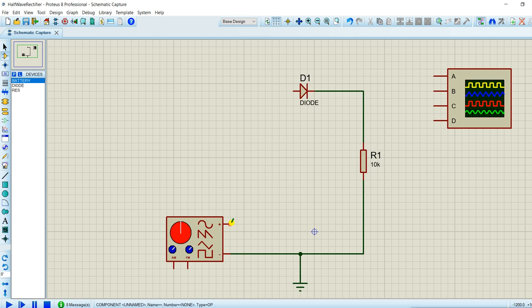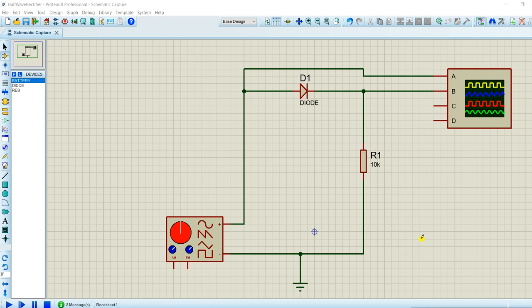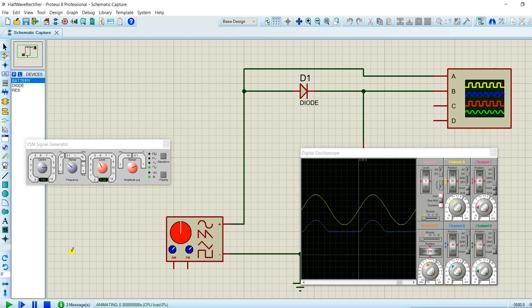Now what we have to do? We have to apply the signal at this input. So this is the signal, here is our input, and here we are getting the output. Now we will see this output at channel B. In a similar way we also have to see the input, so this will be given to channel A. Now our circuit is ready. So what we have to do? We have to simulate it. So let's click on this button to simulate the circuit.